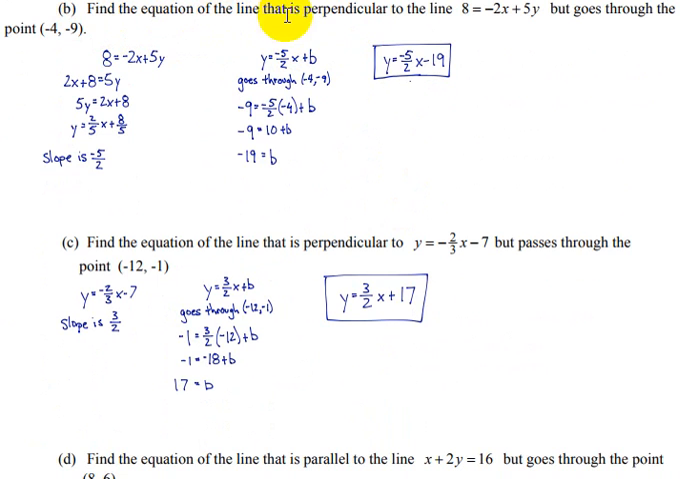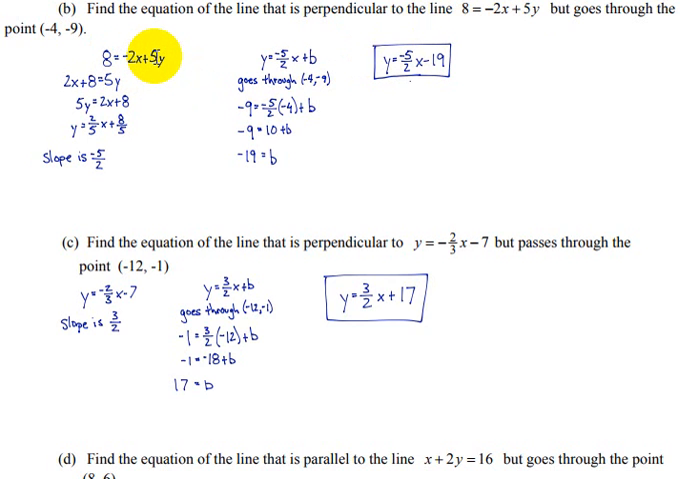Find the equation of a line that is perpendicular to this ugly line. It's ugly because it's not in y equals form. So we have to put it in y equals form so I can find the slope. And then I can flip it upside down and make it the opposite. So here I am solving it.